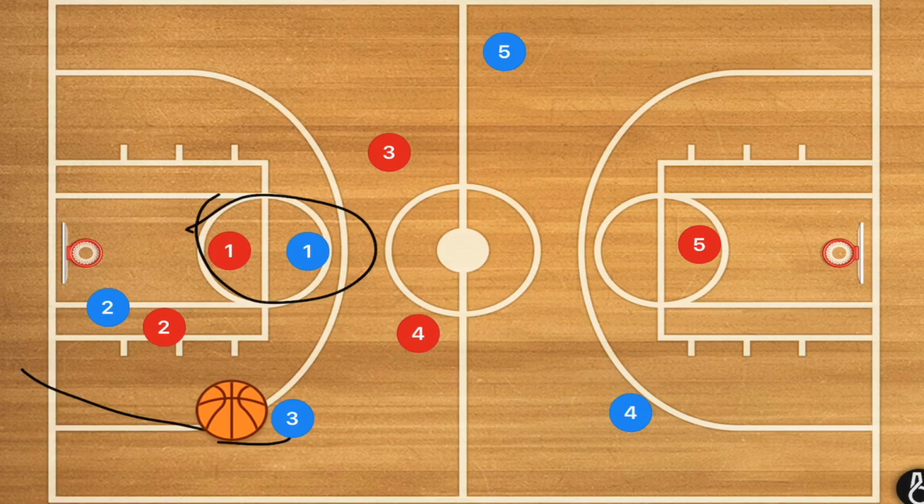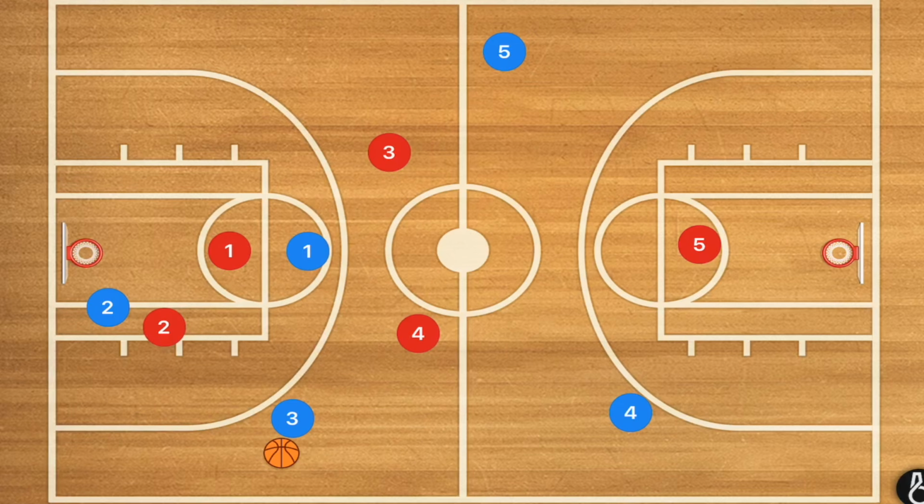I want to see player 2 pass to player 3. I really do not want to see any more than 1 dribble. I want to see a quick pass. And the pass has to go to either player 4 or to player 1 in the middle of the court. That is the strategy here.